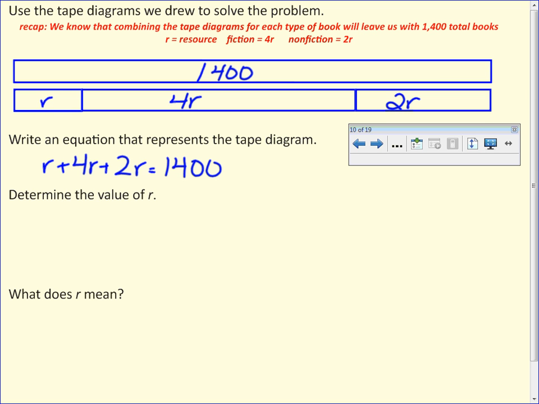We can combine these like terms. I can simplify this using fewer expressions. How many R's are there?